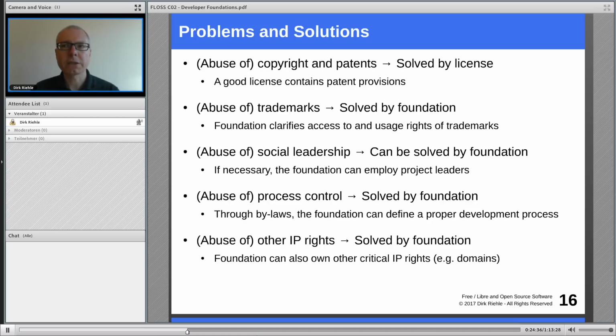Other IP rights like domains can also be solved by the foundation by making the foundation the owner of any such intellectual properties. So that's what a foundation has to do. And if someone has no foundation, so that all of this is not properly regulated, then the open source project is not attractive from a commercial perspective because things could go wrong. If you wanted to engage and invest resources by learning about the project and selling services for it, for example, then you run the risk that the rug will be pulled out from under your feet.